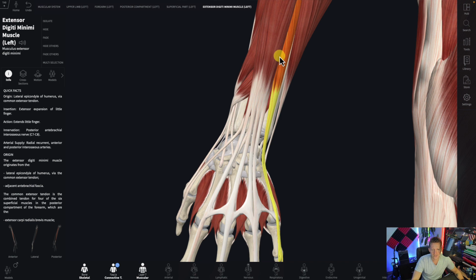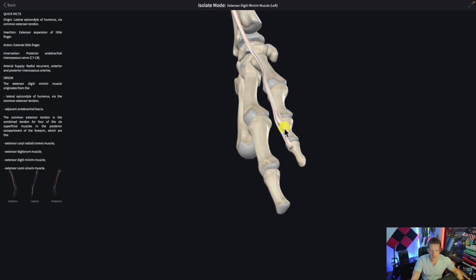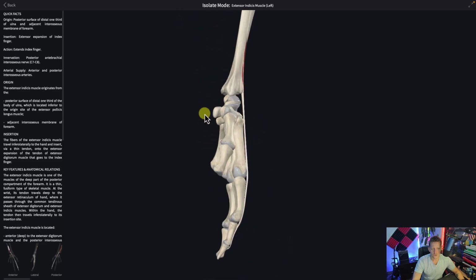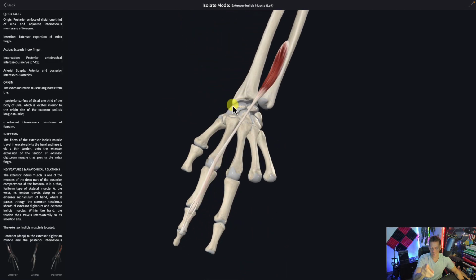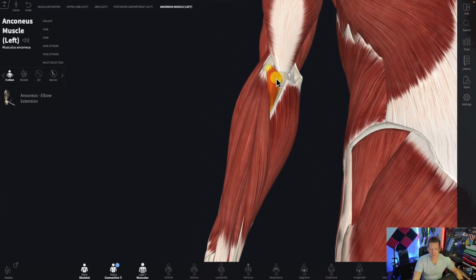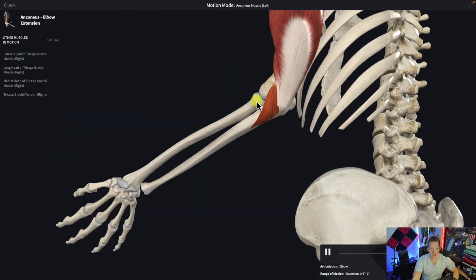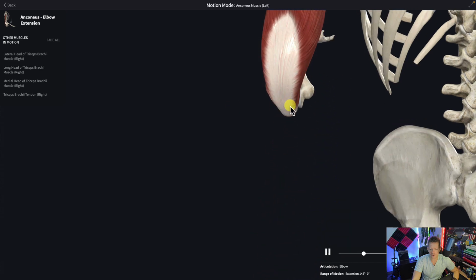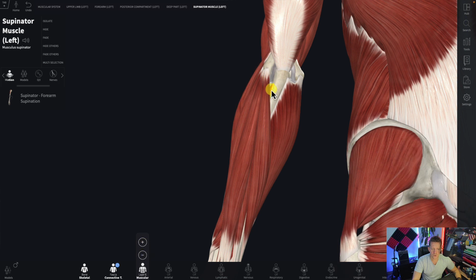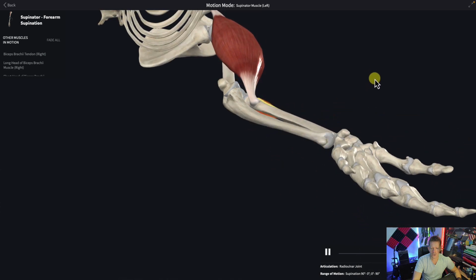There's another muscle, extensor digiti minimi. This muscle's tendons are inserted into the distal phalanx and the middle phalanx. This is extensor indicis, the index finger, and this one is the extensor digiti minimi. There's another muscle called anconeus. The anconeus muscle assists in the extension of the elbow, of the olecranon. Underneath that muscle, there is another muscle called supinator. As the name implies, it's responsible for supination.